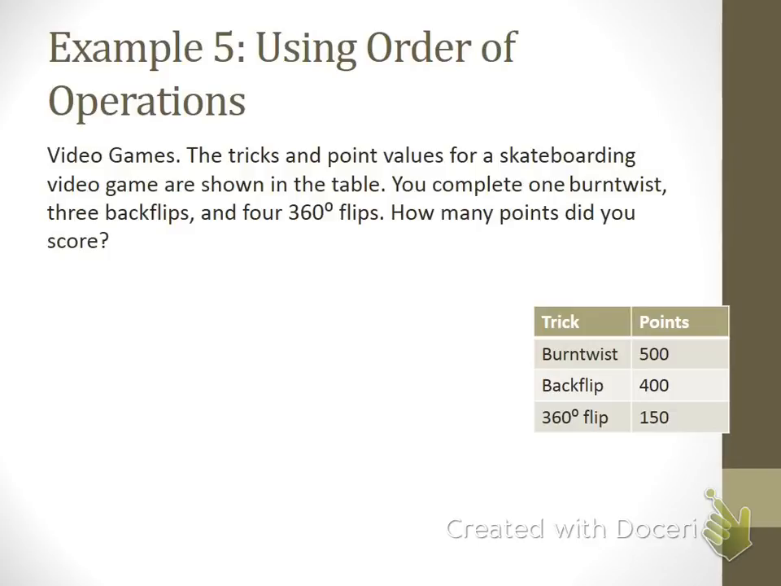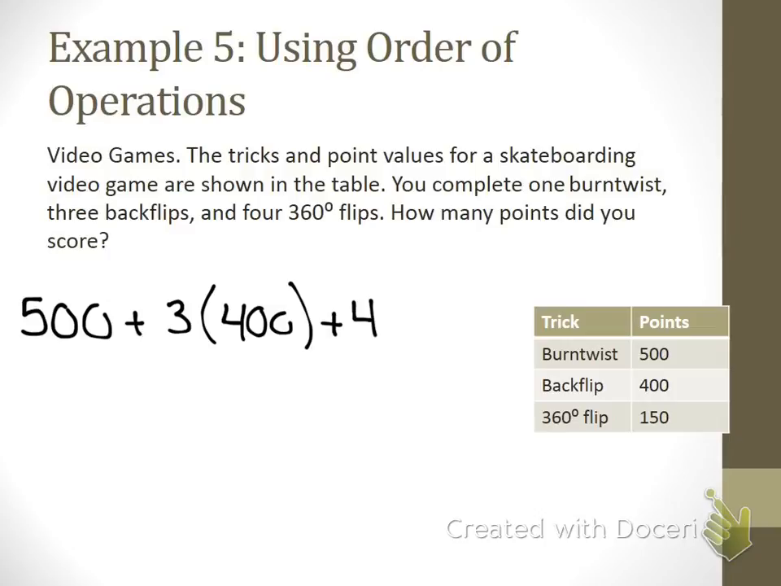Yes. 500 plus 1,200 plus 14,000. Okay, you're close, except I need you to back up a step. How did you get to 1,200? How did you find that number? I multiplied 400 times 3. So that's what you're showing, guys. You're showing that in your expression. And then, how many 360 flips? How many, guys? 4. So what do you multiply 4 times?